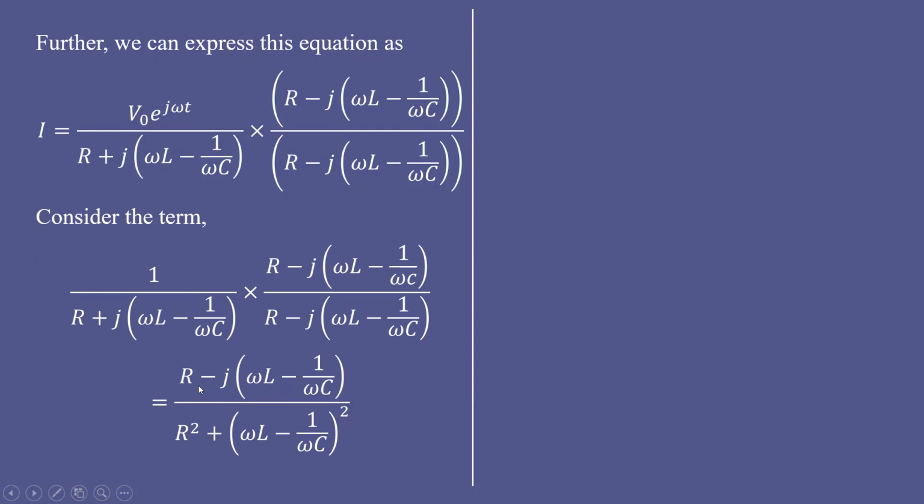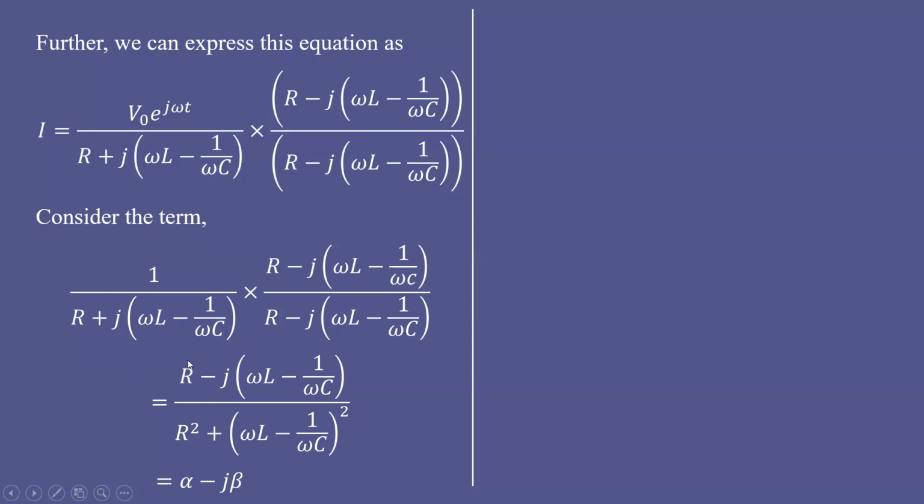In the numerator, you will get R minus j into omega L minus 1 by omega C. Remember, we have considered only this term. We have not considered the voltage term. We'll solve this term to get the final result. So this can be represented as alpha minus j beta.